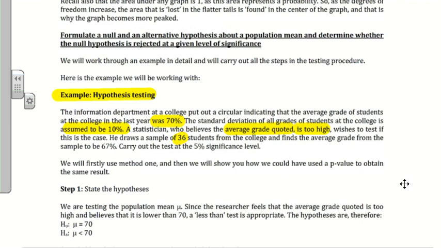He draws a sample of 36 students, and he finds the average grade is 67, and he's using a 95% confidence level, which is a 5% level of significance. Now remember, yes, his sample generated an answer of 67%. So what would you say? Well, he's proven his point, because what was his point? His point was that the information department said that the students are 70% students. We did a sample and the sample says 67.